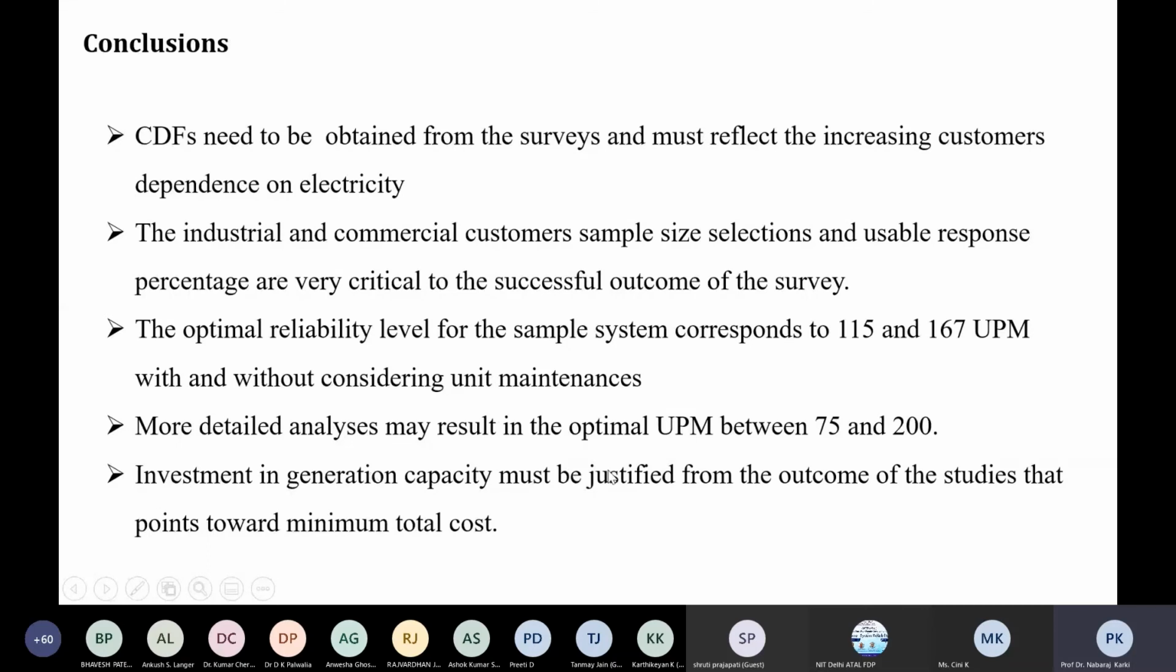Investment in generation capacity must be justified from the outcome of the studies that point toward minimum total cost. So your investment in additional generation capacity has to be justified, because over investing in generation capacity will result in higher cost to the society, overall cost to the customer. So therefore, it is not good to have over investment as well as under investment in any power system.